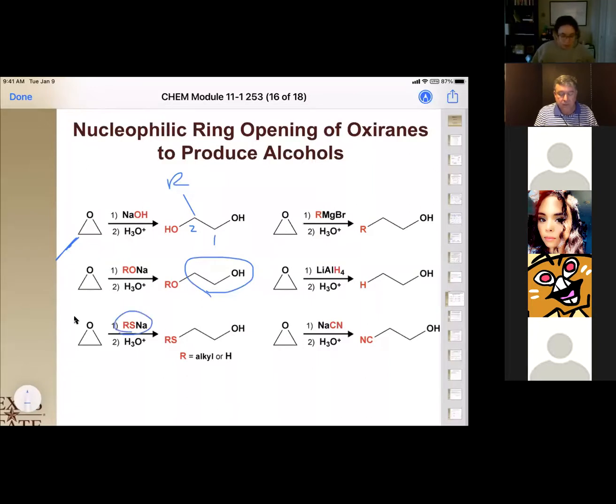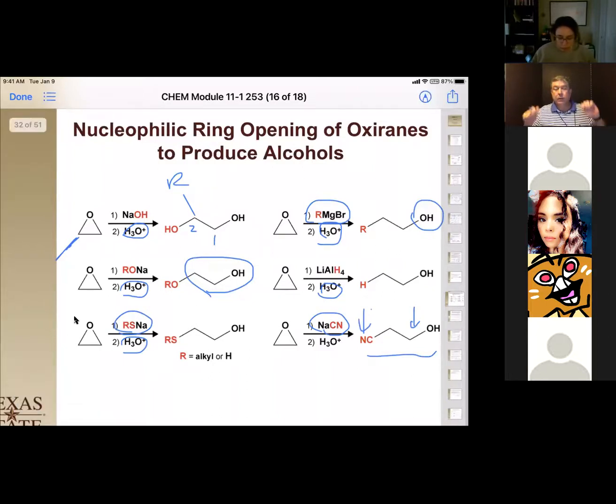You can attack it with sulfur. You can attack it with a Grignard reagent. Now, it will not be protonated until you add acid. Notice all of these add acid at the end. You can even reduce it with lithium hydride to add across that oxygen-carbon bond and give you a hydrogen there, so you can get your primary alcohol. And again, cyanide can be used as a good nucleophile, and you would end up with this cyanoalcohol. But this no longer is the 1 position because you're naming it for the nitrile at the end. All right, questions on ring opening and the utility of these oxiranes?